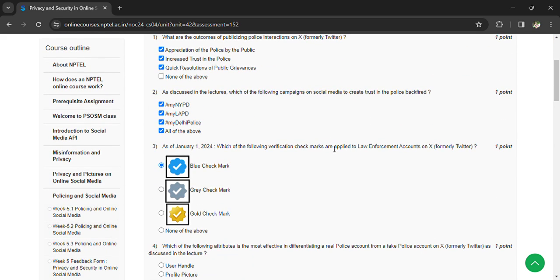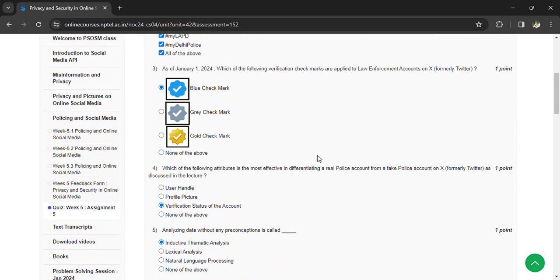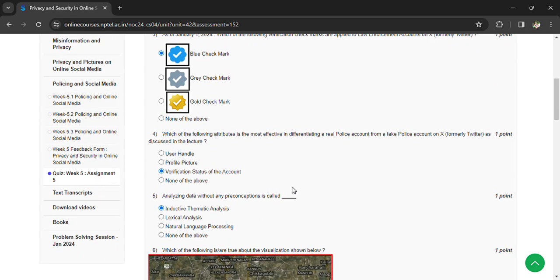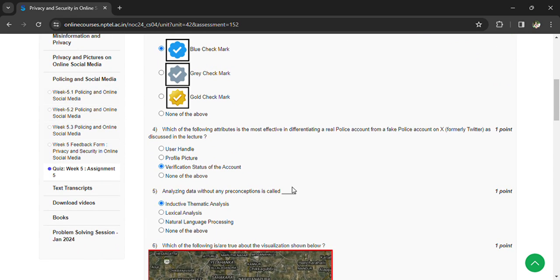As of January 1st, 2024, which of the following verification checkmarks are applied to law enforcement accounts on X? That is the blue checkmark. Which of the following attributes is the most effective in differentiating a real police account from a fake police account on Twitter? So, verification status of the account. Analyzing the data without any preconceptions is called inductive thematic analysis.